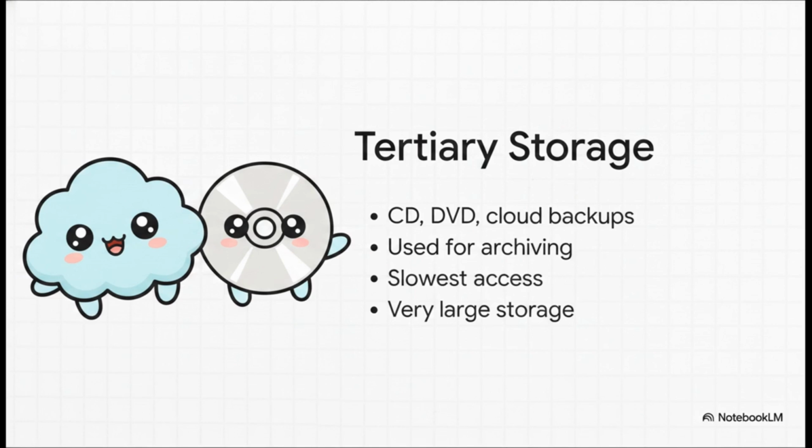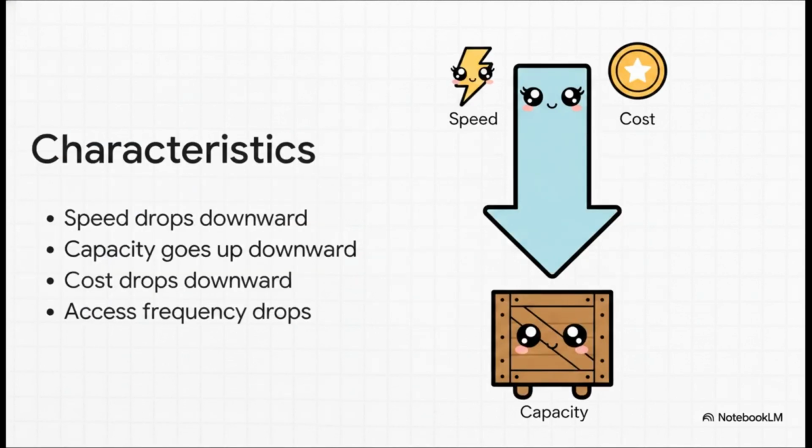It is absolutely perfect for archiving huge amounts of data that you almost never need to touch. It offers incredibly massive storage space, but as you can probably guess, it has the absolute slowest access time of the entire bunch. All right, so how do all these levels actually work together?